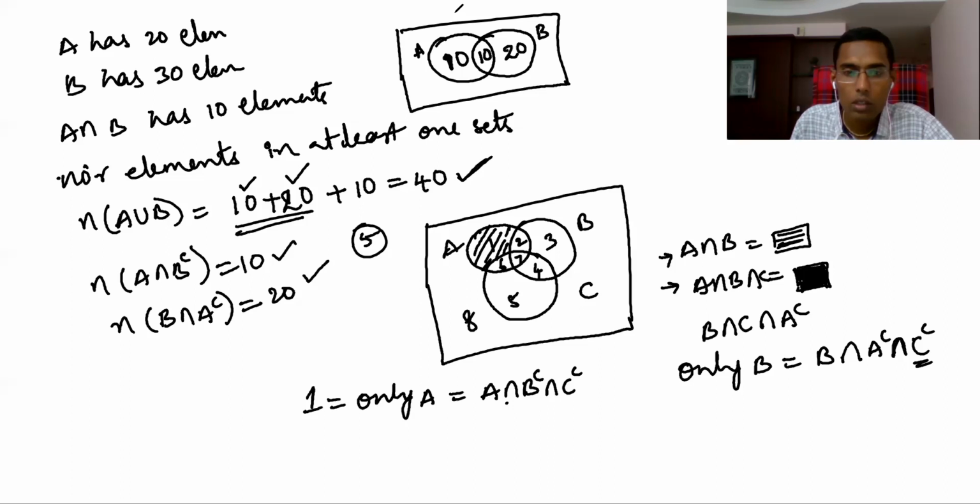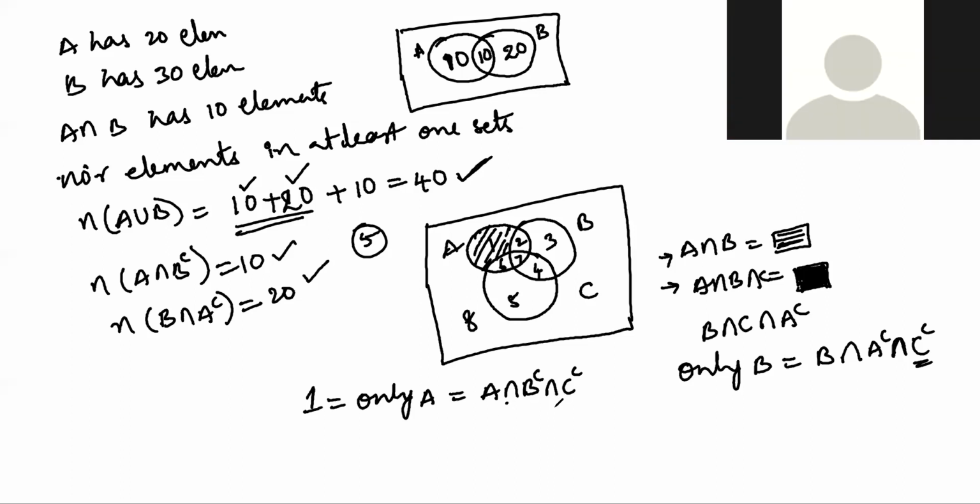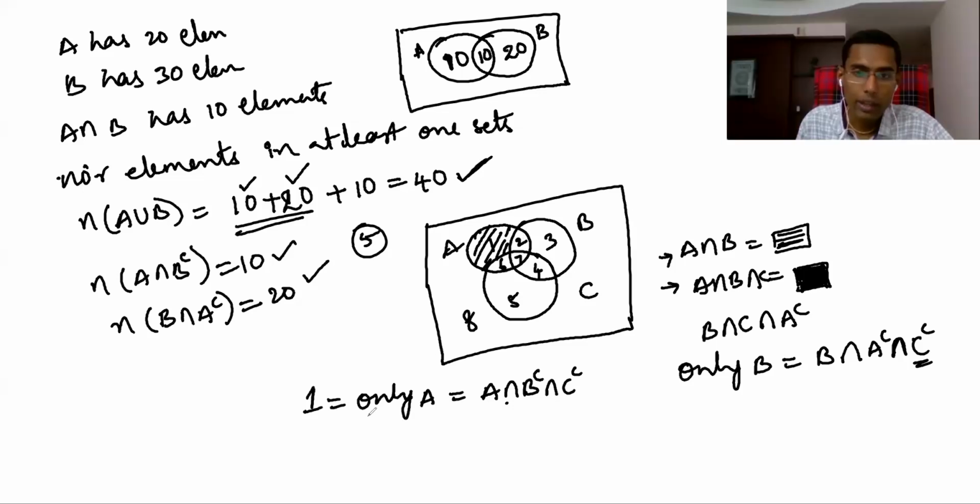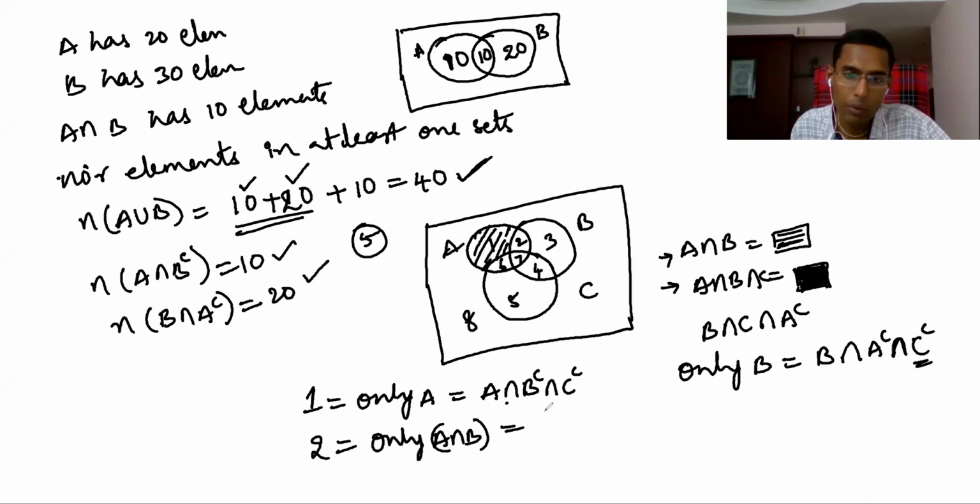All right. So A and not B and not C. So here that is part A. Now part 2, I already explained. What is part 2? That is only A and B. Exactly A and B, only A and B is part 2. That is A intersection B and not C. Okay, hope you are understanding.